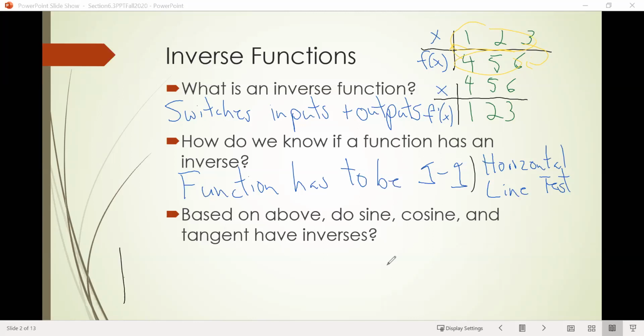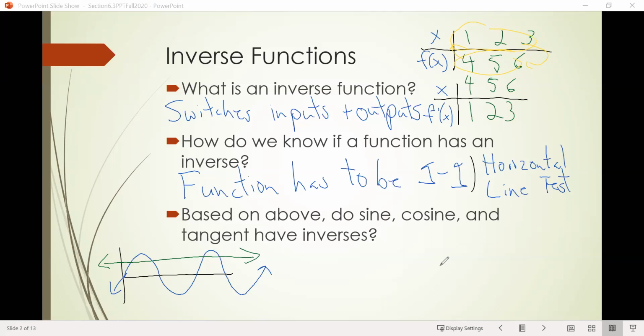Well, let's take a look at an untransformed sine function, or sine wave, something like this. And hopefully you agree with me that this will not pass the horizontal line test, right? I could draw a line like that that will intersect it in many places. So it's not one-to-one and therefore does not have an inverse. And hopefully, if you think about what the graphs of cosine and tangent look like, you would agree with me that those also are not one-to-one and do not have an inverse.